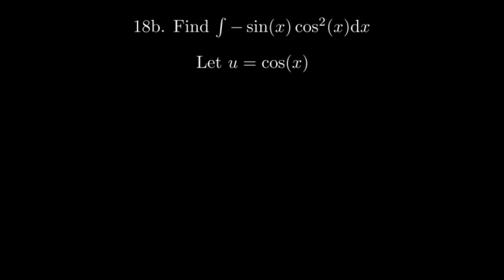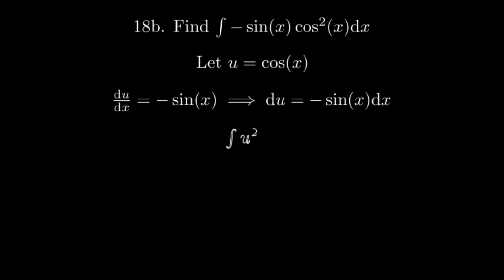Let's tackle question 18b. We need to find the integral of negative sine x times cosine squared x dx. This is another substitution problem. Let's set u equal to cos of x. The derivative of u with respect to x is negative sine x. Now we can substitute u and du into our integral. Using the power rule for integration, we get the result. Finally, we substitute back cos of x for u. So the integral of negative sine x times cosine squared x dx is cosine cubed of x over 3 plus c.